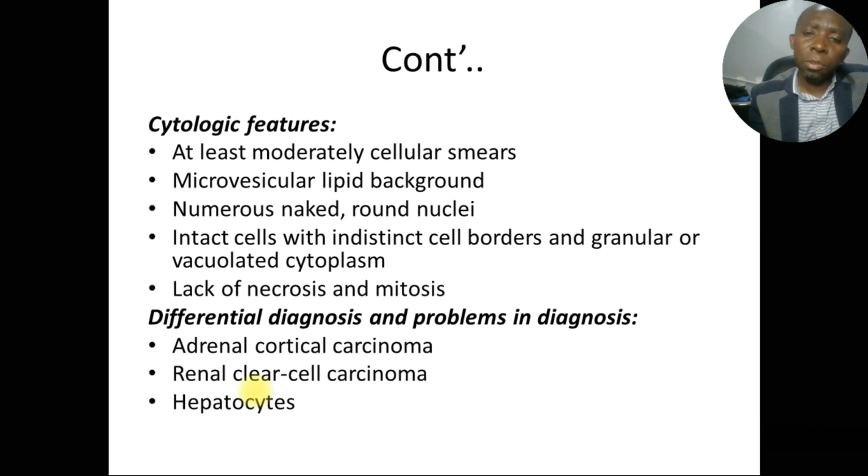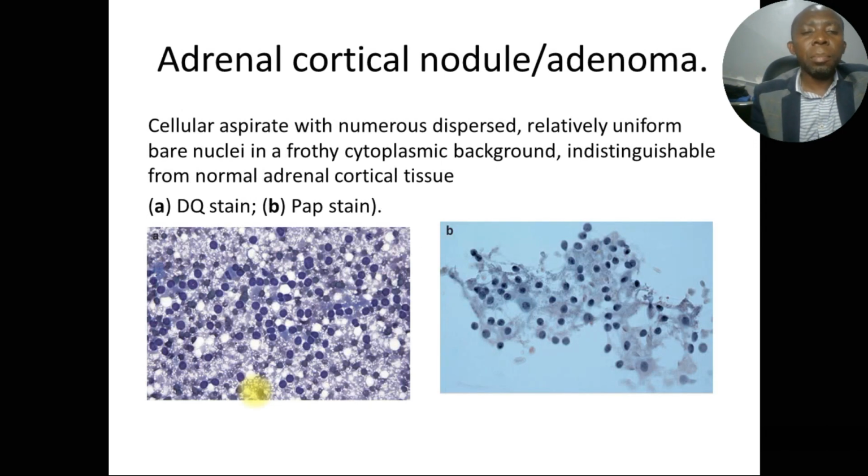Differential diagnosis and the problems that may be encountered in differentiating. We may find challenges in making a conclusion between the adrenocortical carcinomas and then the renal cell carcinomas and then hepatocytes, as the cells may also mimic the appearance and the cuboidal nature of the hepatocytes in that case. So we have images here illustrating how the adrenocortical nodule or adenoma will actually appear on the slide.